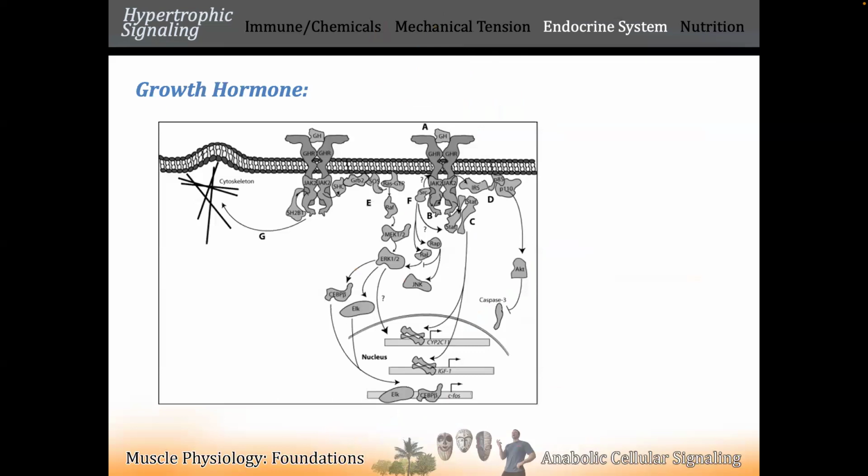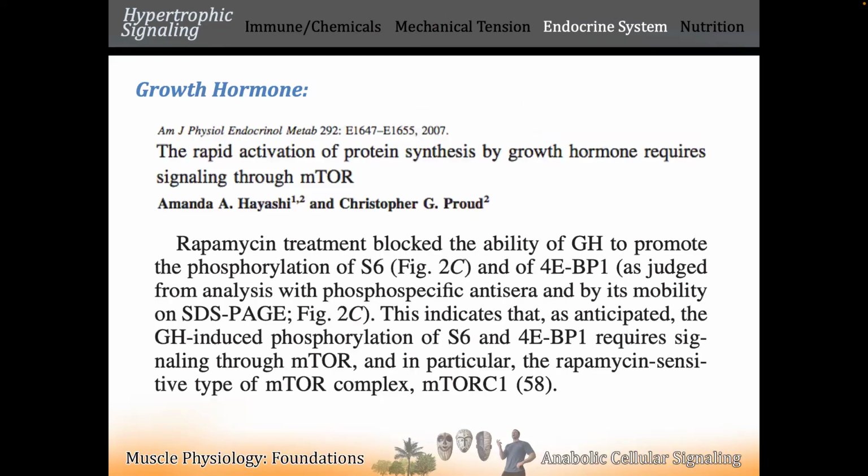So here's GH signaling, right? You see JAK-STAT. We've talked about that. You see MAPK on the far left, that ERK stuff. We've talked about that. And then you see PKB on the right. We've talked a lot about that. But really, how GH is promoting muscle hypertrophy is through IGF, insulin-like growth factor.